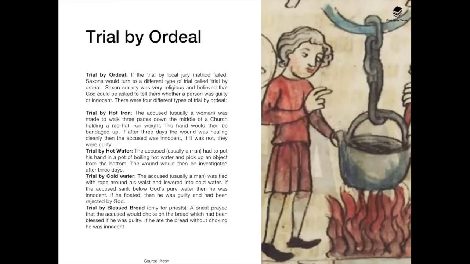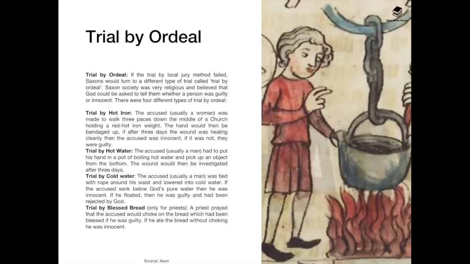Trial by ordeal. If the trial by local jury method failed, Saxons would turn to a different type of trial called trial by ordeal. Saxon society was very religious and believed that God could be asked to tell them whether a person was guilty or innocent. There were four different types of trial by ordeal. First, trial by hot iron. The accused, usually a woman, was made to walk 3 paces down the middle of a church holding a red hot iron weight. The hand would then be bandaged up.